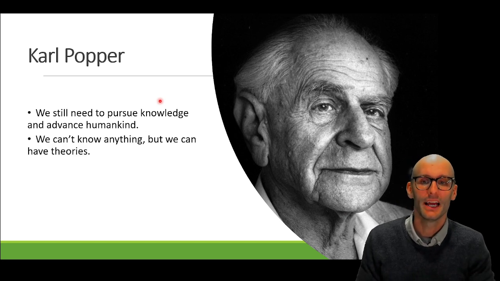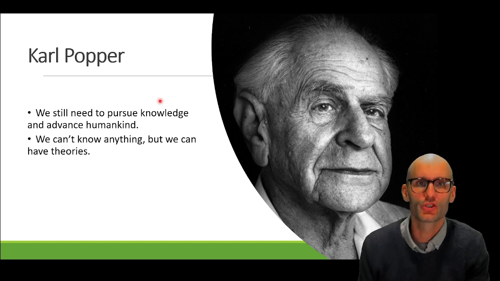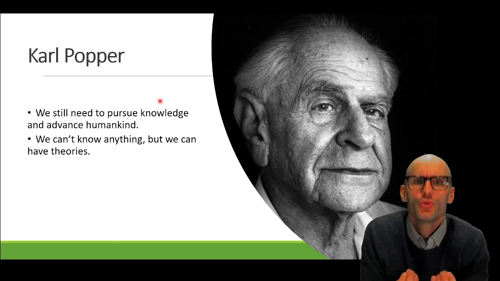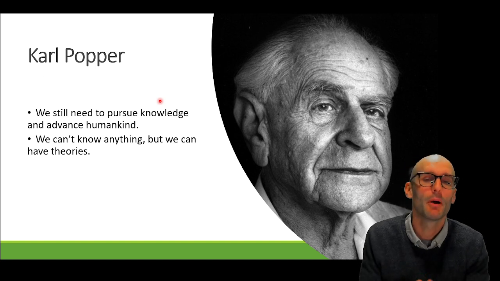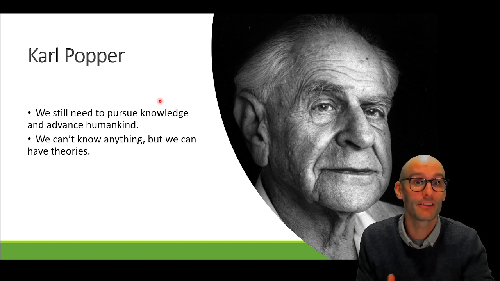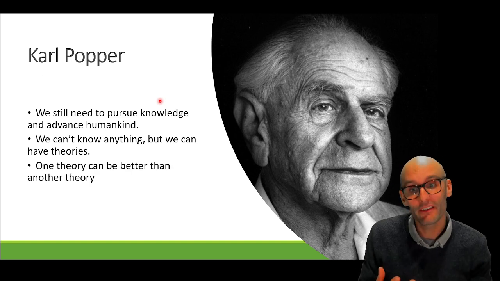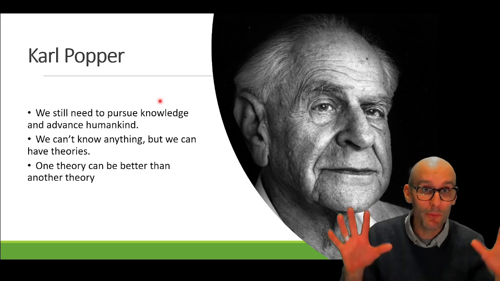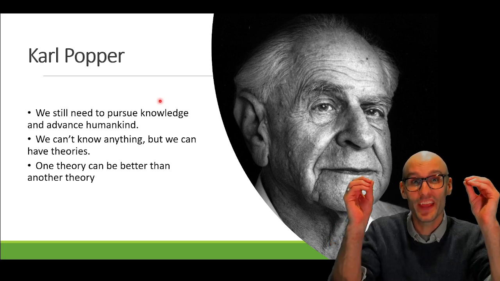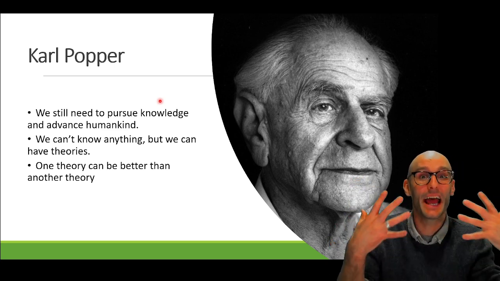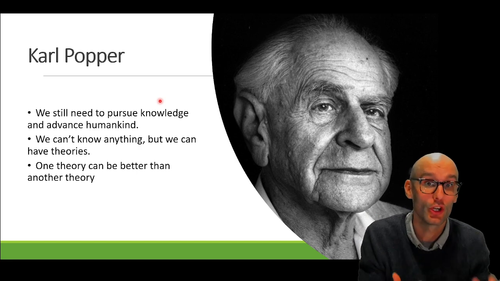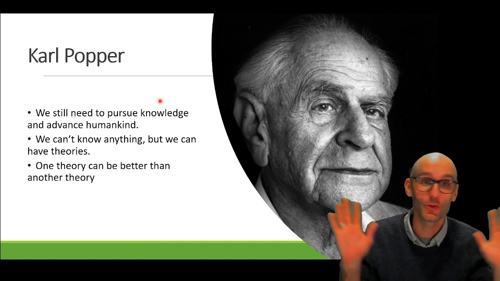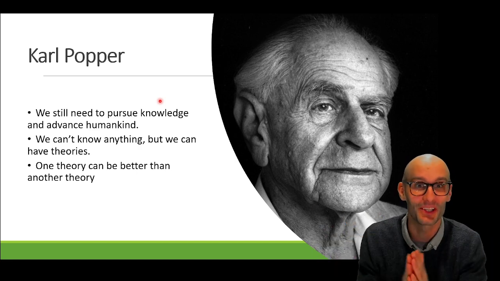And he said, we can't know anything for sure. We can't prove anything. We can't know anything, but we can have theories. We can have theories about this world. And one theory can be better than another theory. So Popper really developed a framework to decide which theory is better than another theory, and how do we develop a good theory or a good hypothesis, which we need to do all of science, right? So that's the whole point of this video.